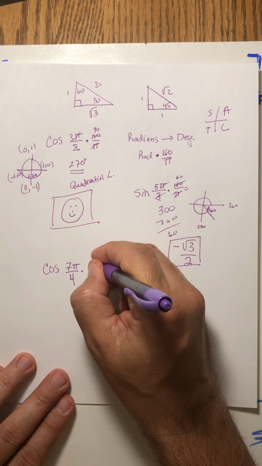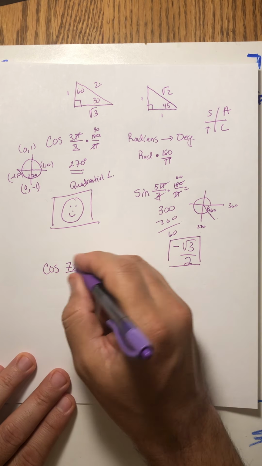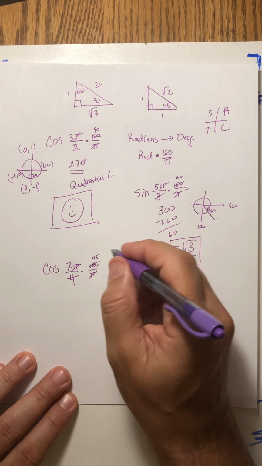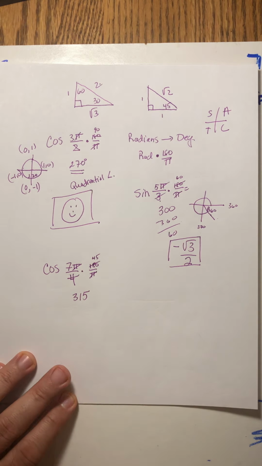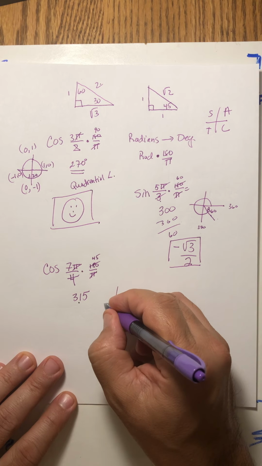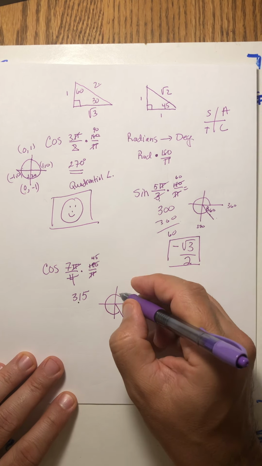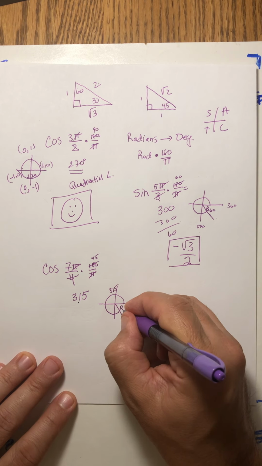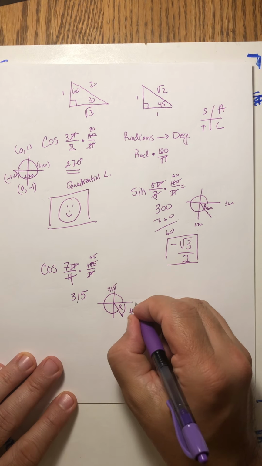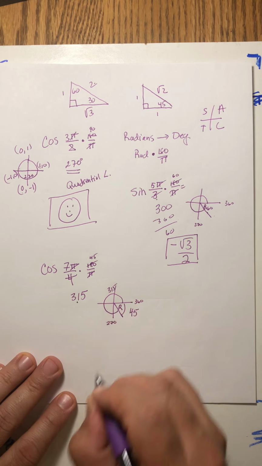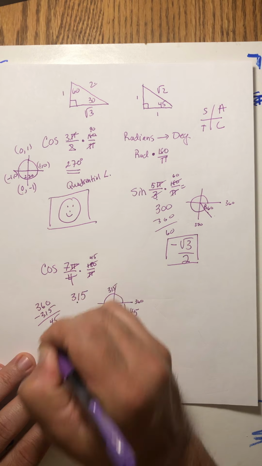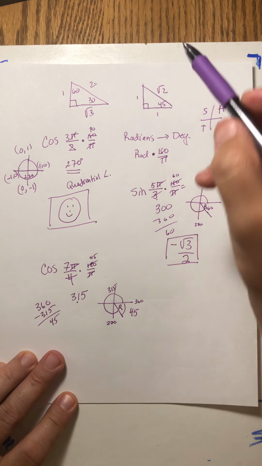So 180 over pi. So 4 goes into here, 45. So we're looking at 315. 7 times 45 is 315. And so again, I'll draw the picture. 315. So here's the reference. So we have 45. And remember, this was 360, that's 270. So all we have to do is 360 minus 315. Gives us 45.